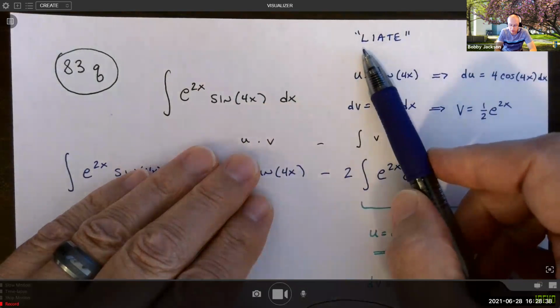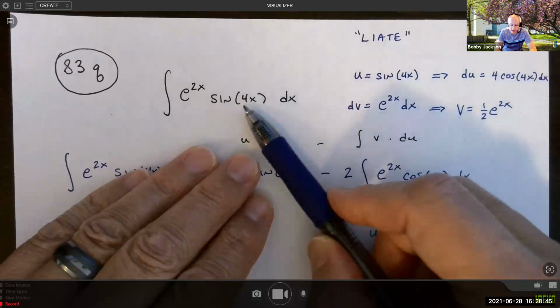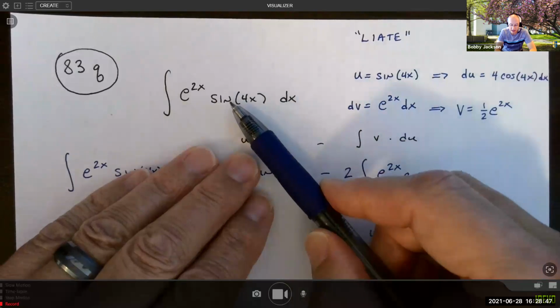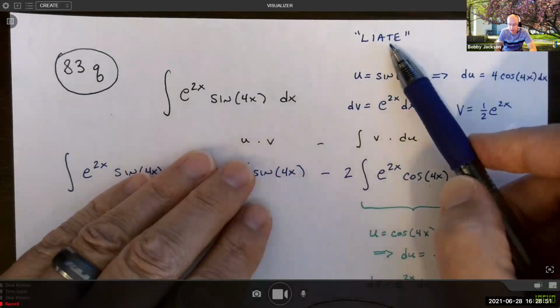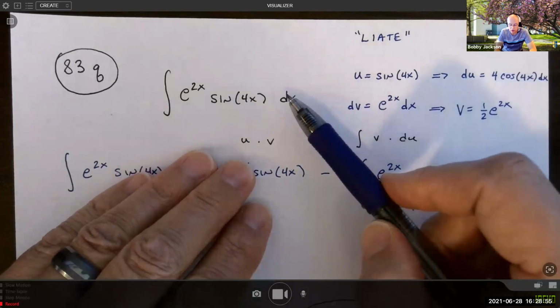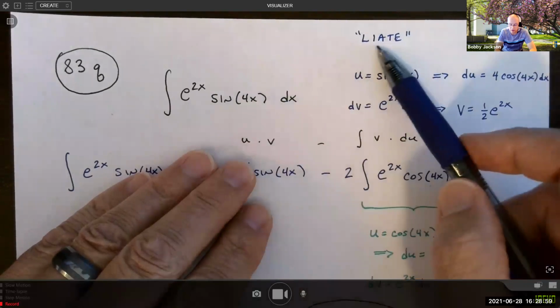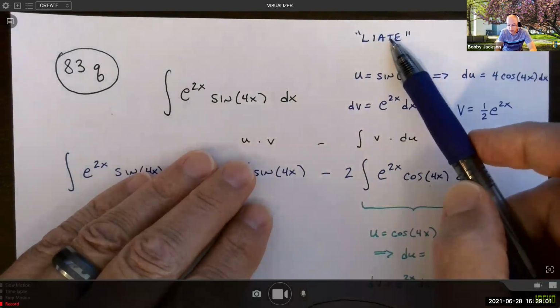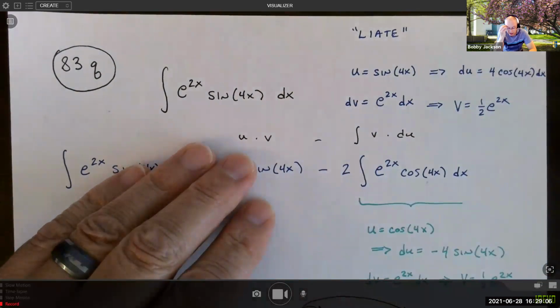Now, choosing u, we have the LIATE acronym, log. There's no log, no inverse trig. There's no algebraic. I mean, there's a 4x and 2x, but they're inside a trig and exponential. And so T stands for trig, and then E for exponential. Those are at the low end of the spectrum. You could choose u then to be either the trig function, the sine, or the exponential. I'm going to do the trig function just because T comes before E in this saying, but both will work in this case. It doesn't really matter.